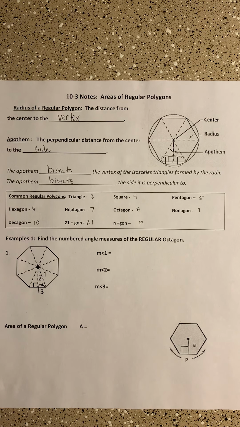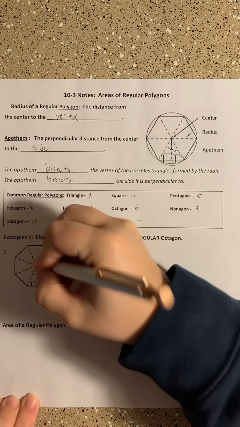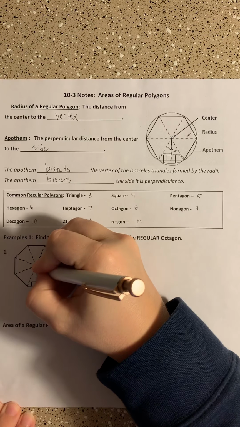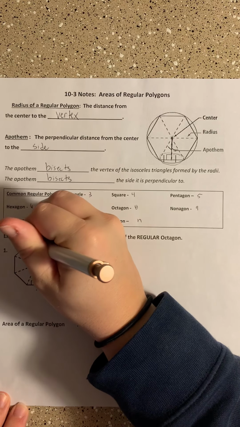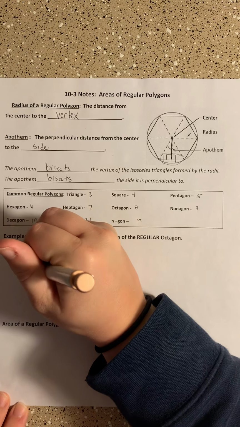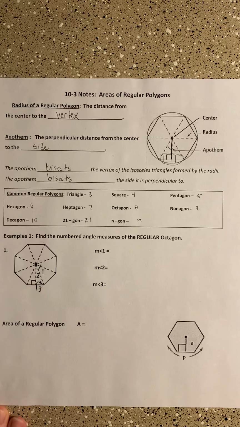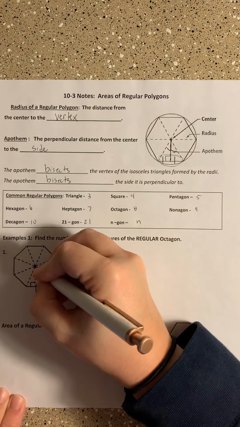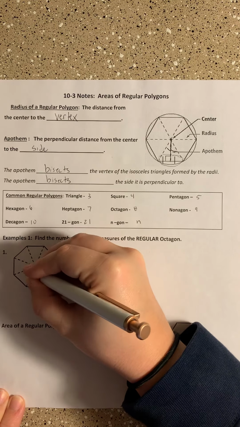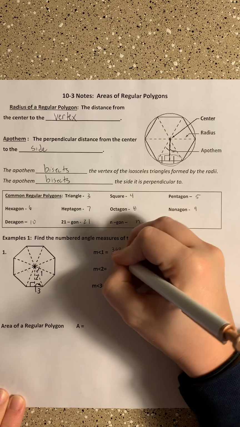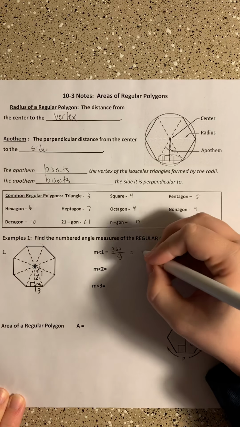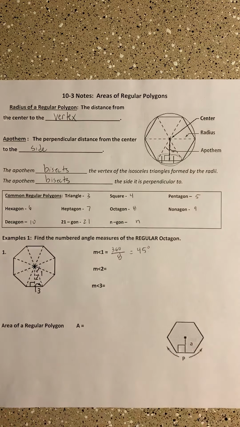First of all, angle 1 is this angle right here. To find that angle, you take 360 and you divide by the number of sides. The way you get 360 is you can think of the fact that you can draw a circle on the outside, so the whole inside is 360. To get the measure of just this angle right here, and it's going to be the same for all of these because it's a regular polygon, you take 360 divided by the number of sides. So angle 1 would be 45 degrees.